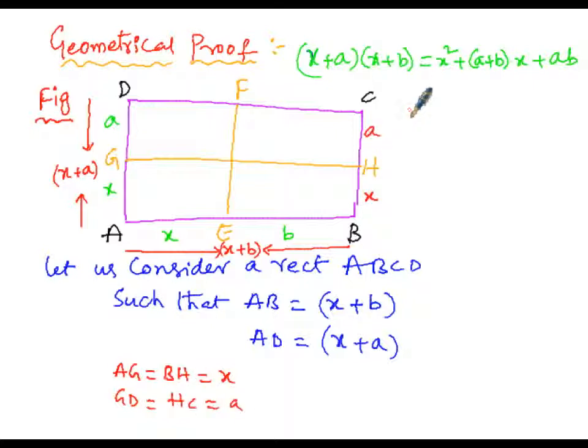So here also the breadth of the rectangle will be x plus a. Since AB is opposite to DC, the opposite sides will be equal as per the property of the rectangle. Then AE length is x, then DF also will be x. Then similarly EB is b, then FC also will be b, then the entire length of this DC will be x plus b.